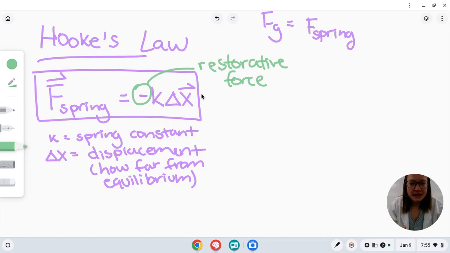Can you take a second and explain to yourself why there's a negative sign here, why there's a k in this equation, and why there's a delta x in this equation? Take a minute, explain those three things to yourself, pause the video, and then come back when you feel really confident that you understand those things.